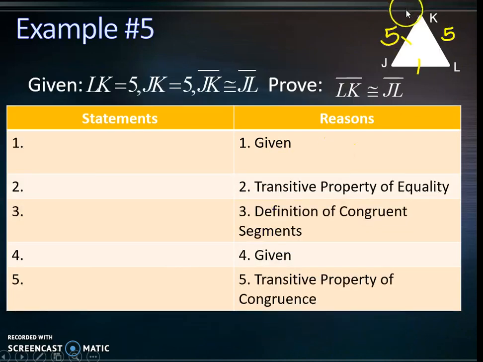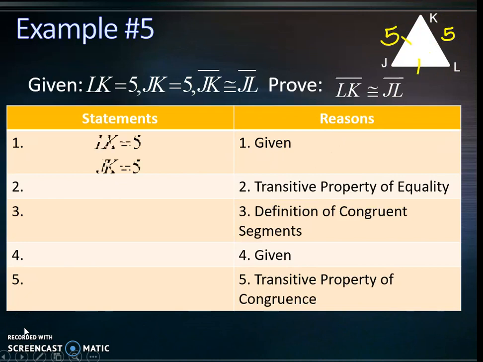Let's do one more. Given LK equals 5, JK equals 5, then segment JK congruent to segment JL. Prove that segment LK is congruent to segment JL. So basically what they're saying is this side and this side are equal to each other. Prove to me that this side is also equal to each other. So this should be an equilateral, all 5, 5, 5.